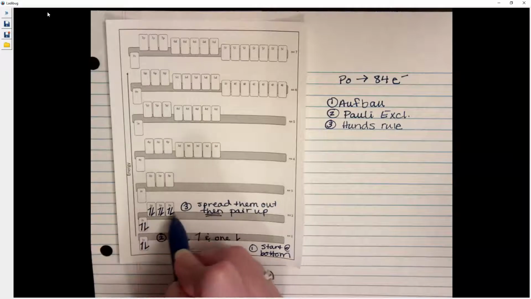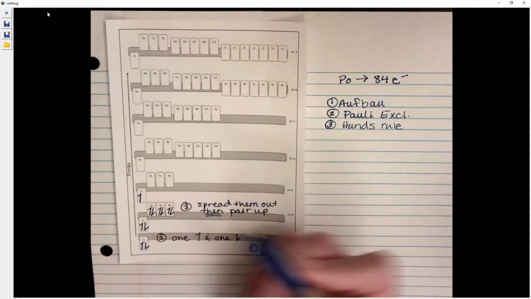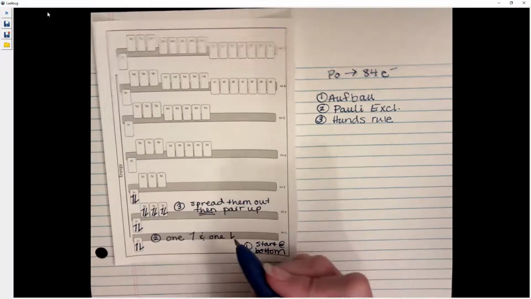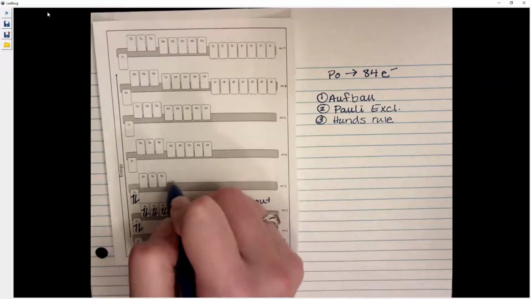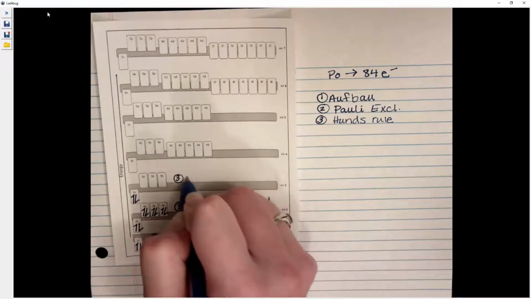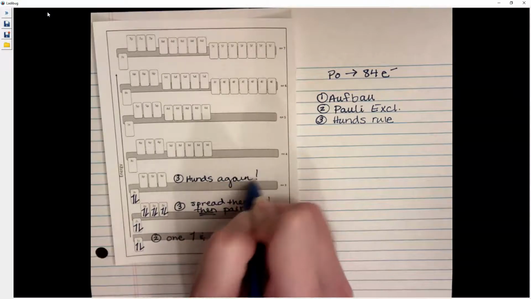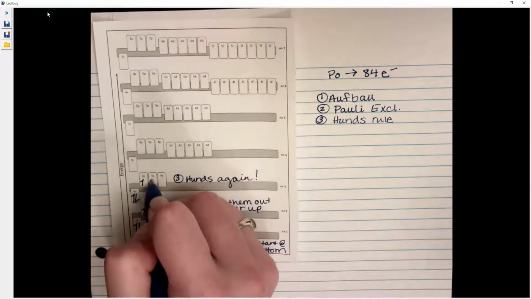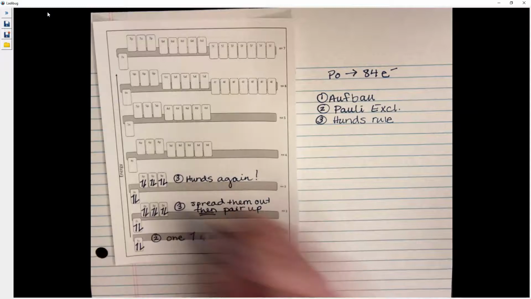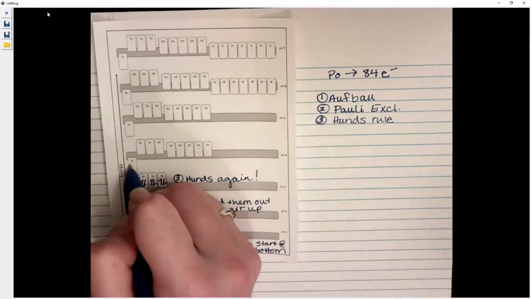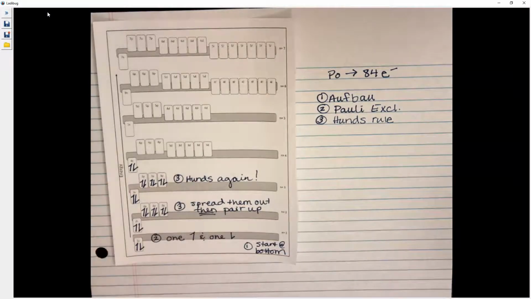Now this is full, so I go to the next one. Spin up and spin down. Now right here, this is Hund's Rule again, right? One, 2, 3, 4, 5, 6. Spin up, spin down. And now you need to be a little bit careful.